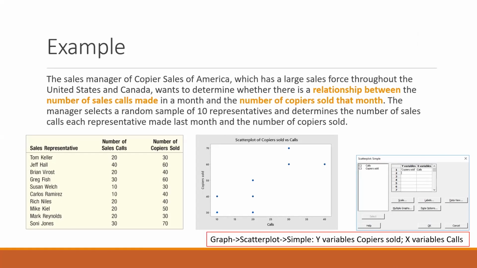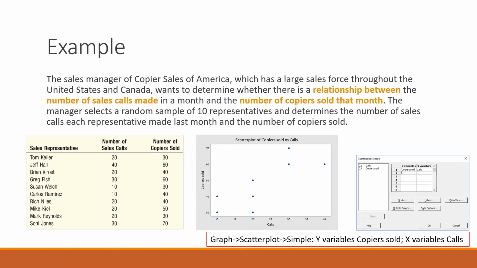One last example. In this example, I want to show you how to get the scatter plot. We will use the scatter plot a lot in the future. It says the sales manager of Copier Sales of America, which has a large sales force throughout the United States and Canada, wants to determine whether there's a relationship between the number of sales calls made in the month and the number of copiers sold that month. The manager selects a random sample of 10 representatives and determines the number of sales calls each representative made last month and the number of copiers sold. All right.